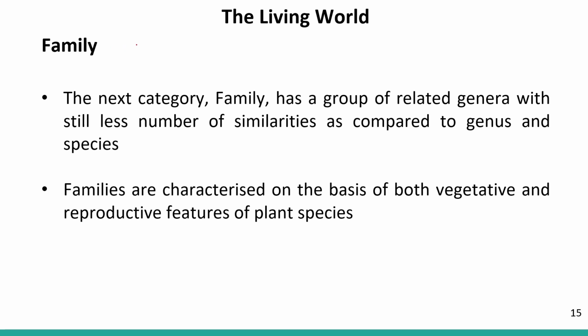Now next higher to genus is family. So let's talk about family. The next category, family, is a group of related genera with still fewer similarities. We've already talked about how, as we go higher up the taxonomic hierarchy, the number of similarities decreases. So family is a group of related genera with still fewer similarities as compared to genus and species. And how are families characterized? Families are characterized on the basis of both vegetative and reproductive features of the plant species.